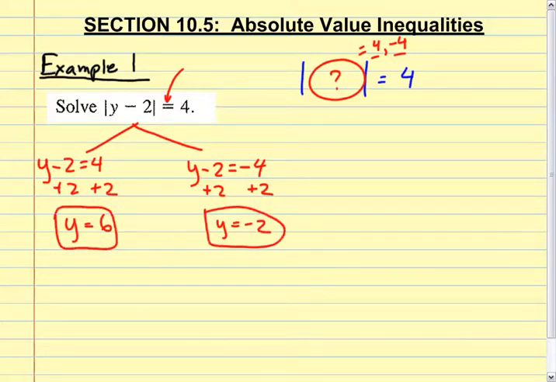That means that if y is 6 or negative 2, then I'm going to get 4 or negative 4 inside the absolute value, and that's going to give me 4. So y can be either of these two things. That's really it. When it's an equation, I write two separate equations, one equaling positive 4 and one equaling negative 4. Let's look at the next one.